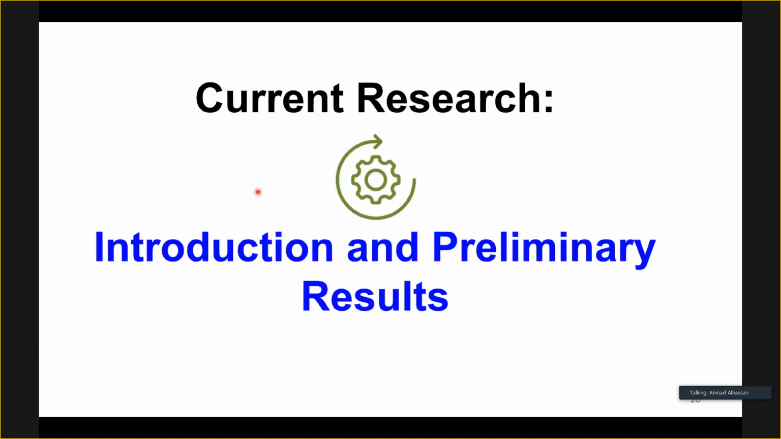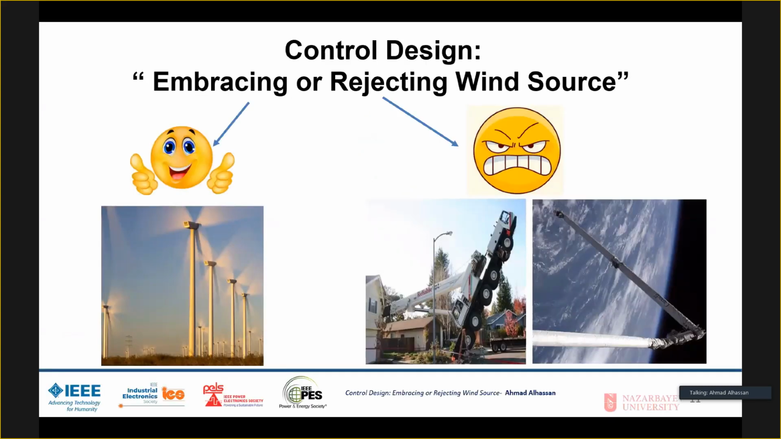Now we will explain our main current research. This was the previous research. For the current research, we will try to explain some of the preliminary results. If we look here, we can see this wind can be accepted or rejected in this form. For embracing, we are happy for the wind because we will harness it to get energy. In the form of wind turbines and wind power generation, this wind is welcome.